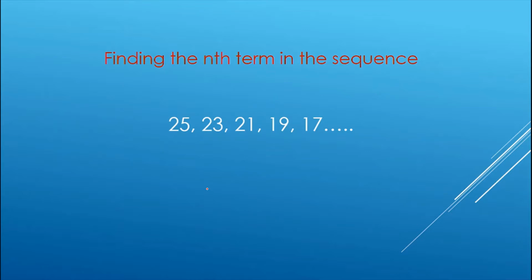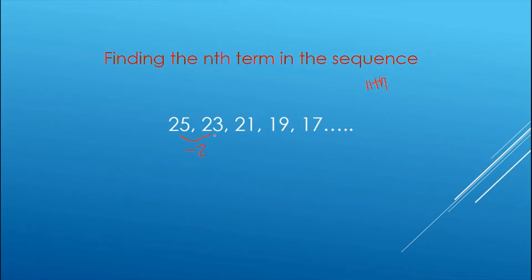Next, this time we're going to find the 11th term in this pattern. What is the 11th term in this pattern? For this one, as we can see, the numbers are decreasing. So from 25 it becomes 23, to 21, to 19, and 17. Since this one is decreasing and the pattern goes from 25 to 23, I guess the pattern is minus 2.